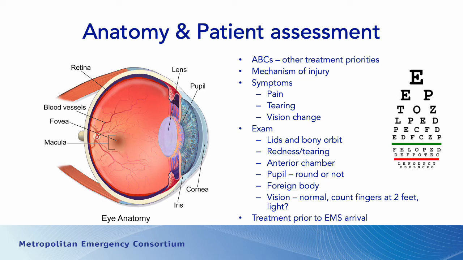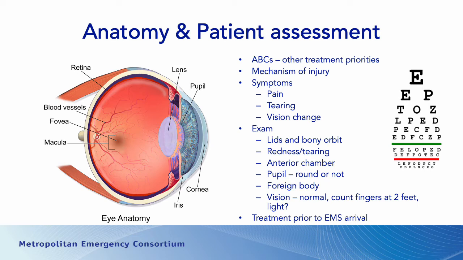And then what is the patient's vision? Vision in a patient with an eye complaint is considered a vital sign. So do your best to get some measure of the patient's vision. I have the eye chart posted here. It's not that I expect everybody to take out an eye chart, put it on the side of the truck, and get the patient's vision at 20 feet. But we should have some assessment of their vision.